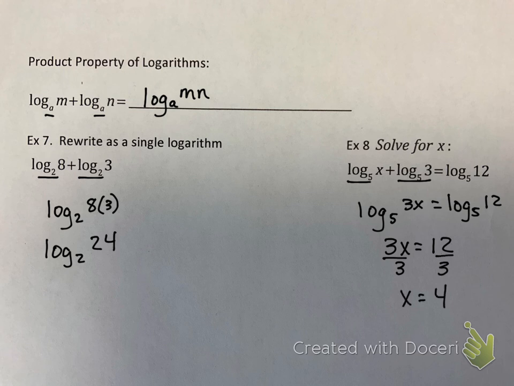So this is the product property. Remember, when you're adding logs with the same base, you just can change it into one by multiplying. And you can work backwards. If you have a multiplication, you can break it apart into addition.